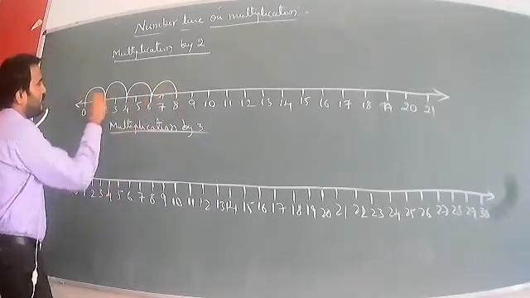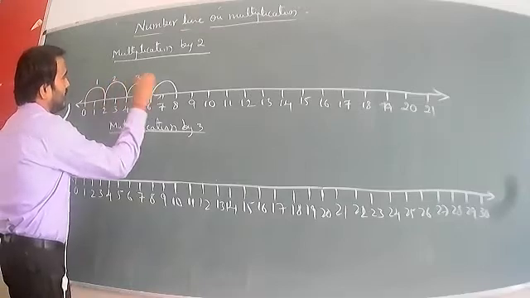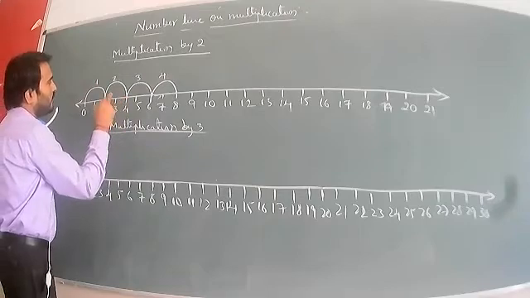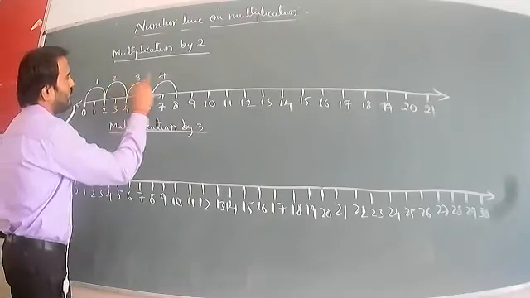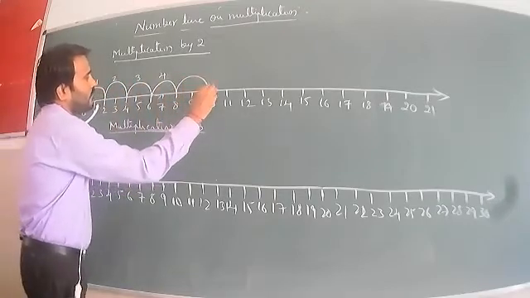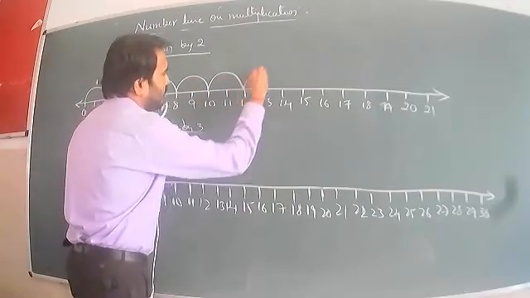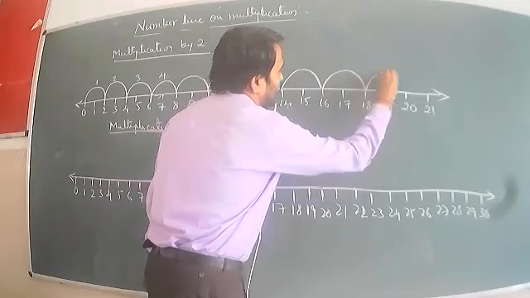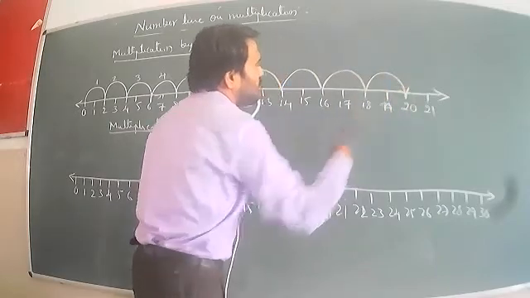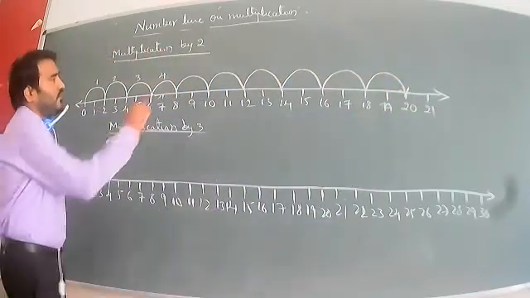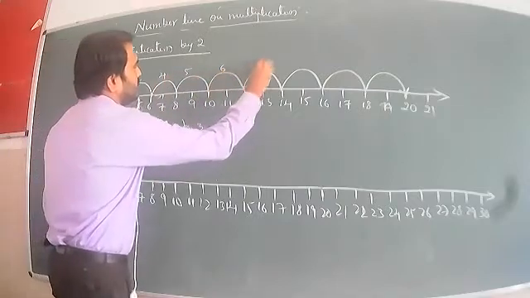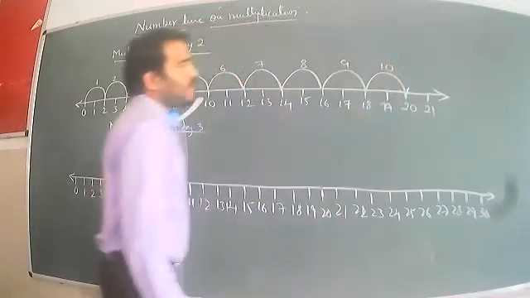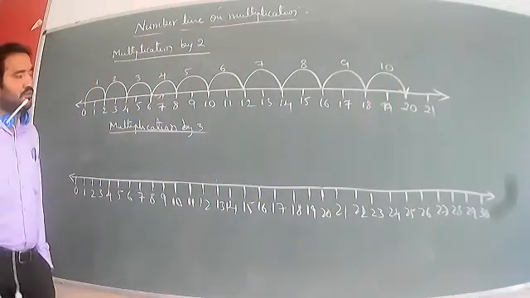So 2 ones are 2: 1 time, 2 times, 3 times, 4 times. So we should multiply: 2 ones are 2, 2 twos are 4, 2 threes are 6, 2 fours are 8, 2 fives are 10, 2 sixes are 12, 2 sevens are 14, 2 eights are 16, 2 nines are 18, 2 tens are 20. So this is the product. How many times repeated? 5 times, 6 times, 7 times, 8 times, 9 times, 10 times. So we can show it on the number line.